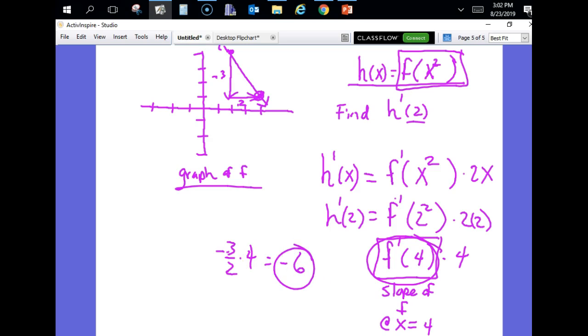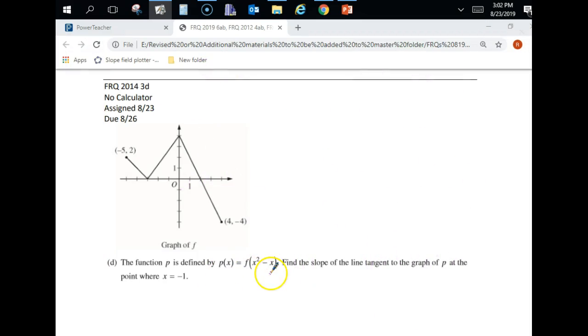And so that's what we're looking for there on this FRQ. So basically, you have to take the derivative using the chain rule, plug in the x value they give you, and then use the graph to find the values that you need. Okay? And that pretty much closes out that FRQ.